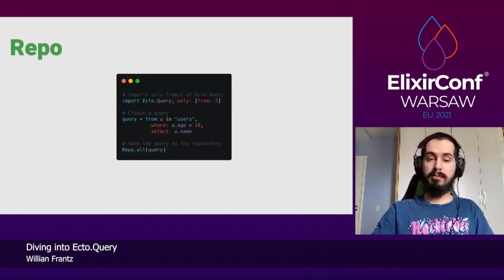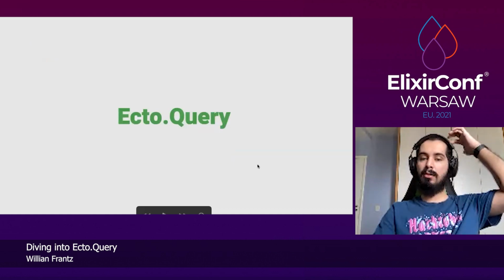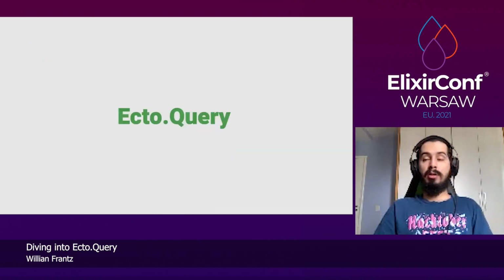So here's an example. As I said, we are creating a query, and this query wasn't being executed in the previous slide, but now it is because we are doing Repo.all(query). So yes, we're going to talk about Ecto.Query.